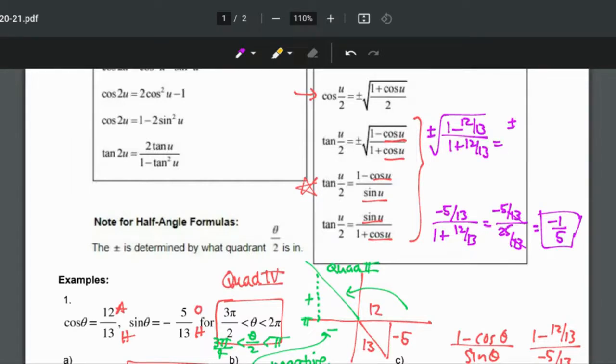And then for this other one with the square root, we would have 1 minus 12/13 over 1 plus 12/13, plus or minus the square root of 1/13 over 25/13, which is plus or minus the square root of 1/25. If you take the square root at the top, you get plus or minus 1, and the square root at the bottom, you get 5. Now, you would have to pay attention to what quadrant it's in, and so tangent would be sine over cosine, which would be positive over negative, and that would tell us that our answer would be negative 1/5.